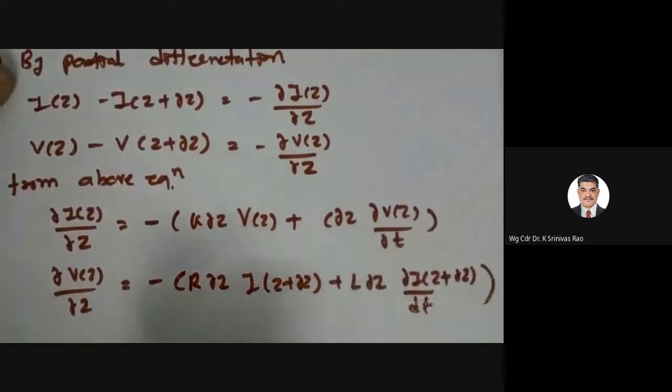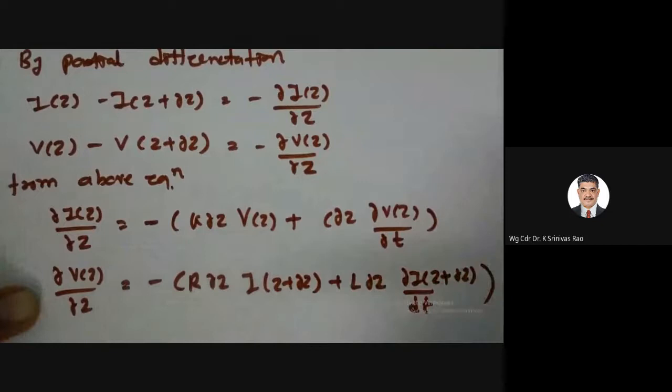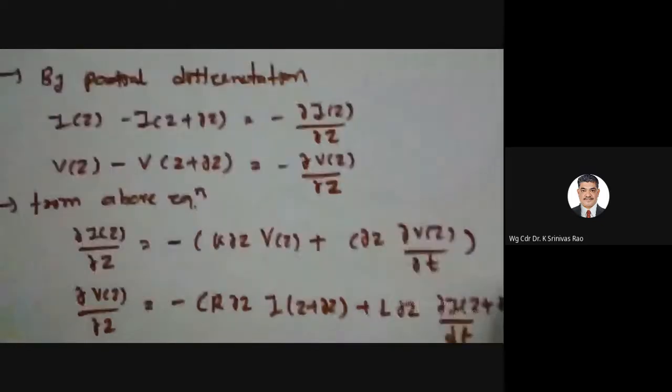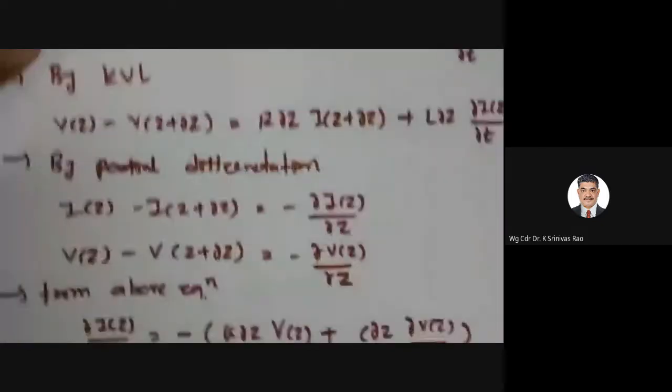Now, if we transform the equation into the other form, the current is changing with respect to z, and the voltage is also changing with respect to z. To simplify the equations, we consider the current and voltage positions. So we can rewrite the equations in this form.